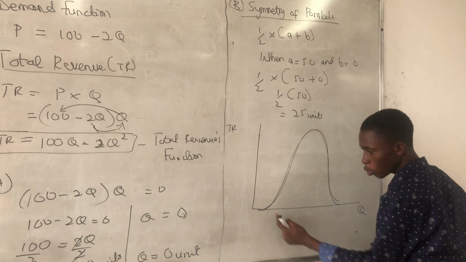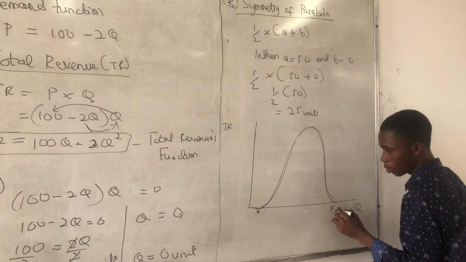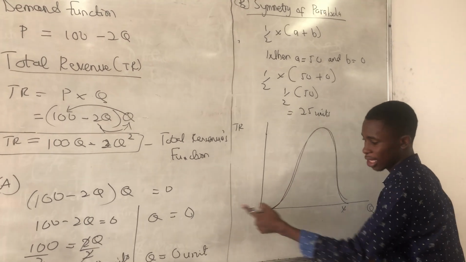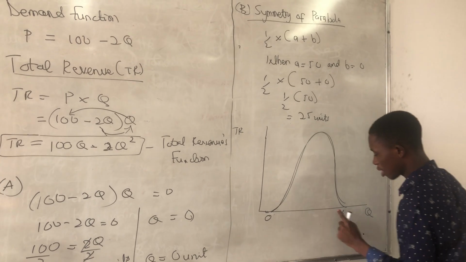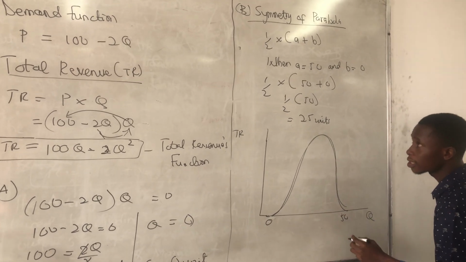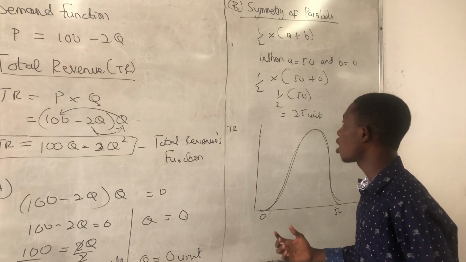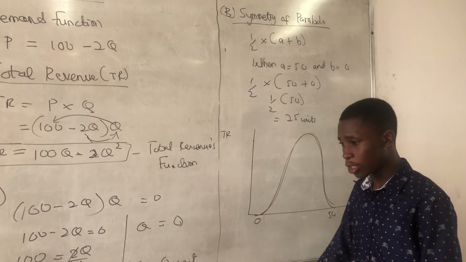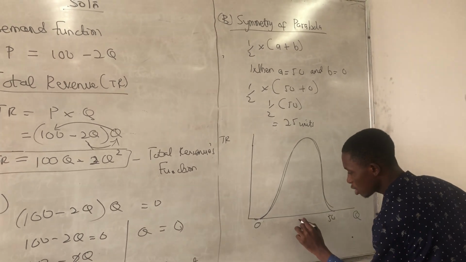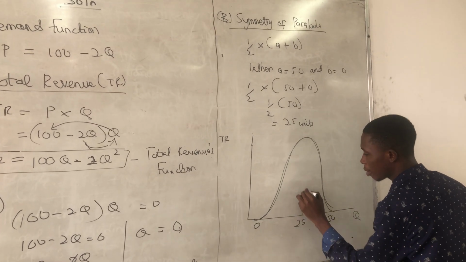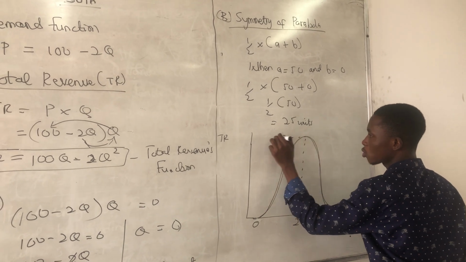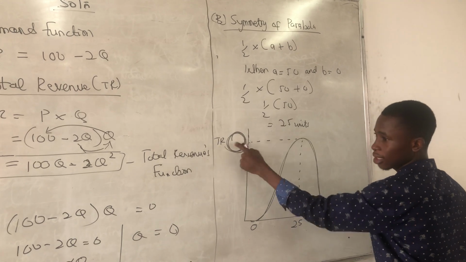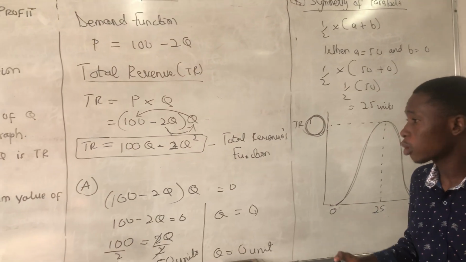Now, we represent this axis by our quantities, 0 and 50. The lowest is 0, so I put my 0 here, and this side becomes 50. When I use the symmetry of parabola, I have 25 in it, meaning the midpoint between 50 and 0 is 25. So my 25 comes here. Then I roll the curve up like this. This side is what the question is asking me to find: the maximum value of total revenue.